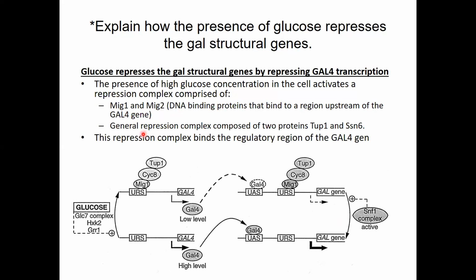They recruit general repression complexes composed of the proteins TUP1 and SSN6. So you have MIG1, TUP1, all those guys come in, and then the repression complex binds to the regulatory region of the GAL4 gene. Sorry, this is gene, not gen. Okay.